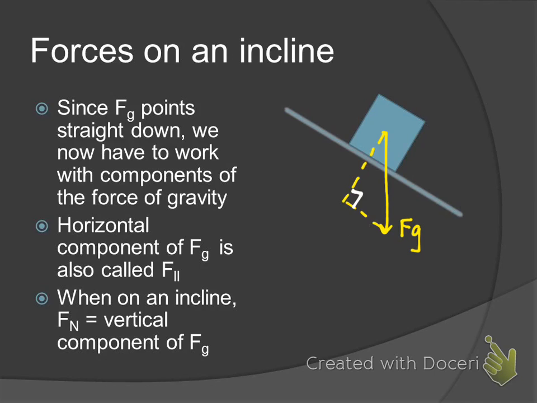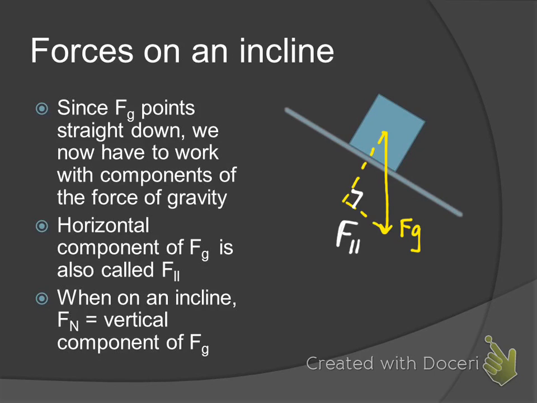So we've got our components broken down of our force due to gravity, and each of those components has a specific name. This force on the bottom right here runs parallel to the incline, so it's called force parallel. Not force 11. Those are parallel lines. Force parallel. That's always the horizontal component of our incline. Force parallel, because it runs parallel to the incline.